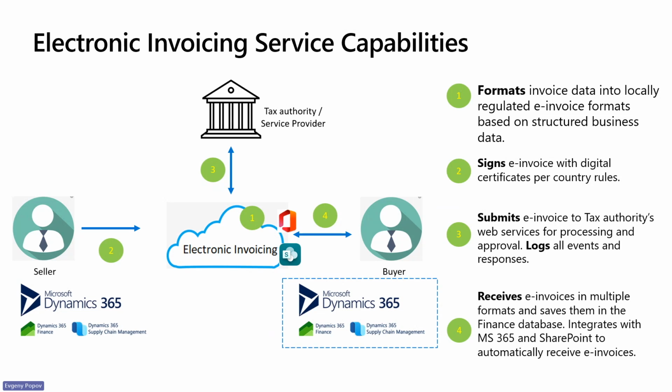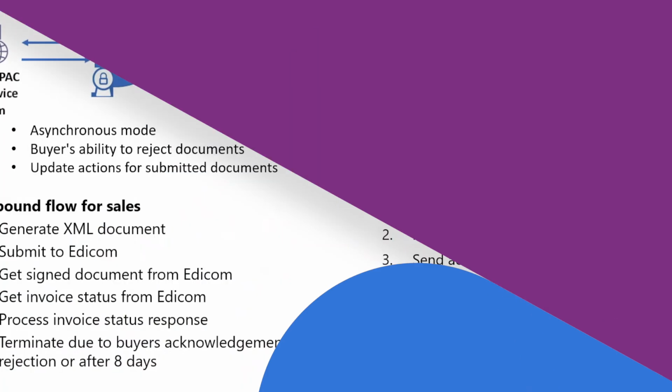Then it digitally signs the documents and integrates with tax authorities and authorized service providers web services for granting electronic authorization or approval. And finally, for receiving, it also supports a variety of electronic invoicing formats. It integrates with Office and SharePoint to automatically receive electronic invoices from different types of channels.